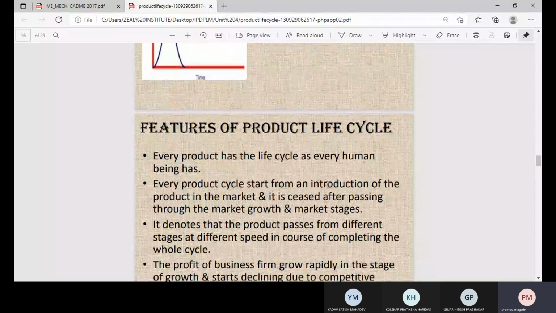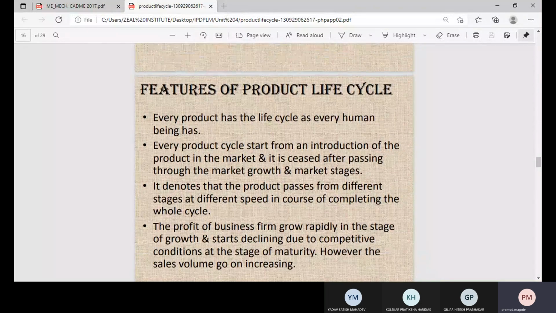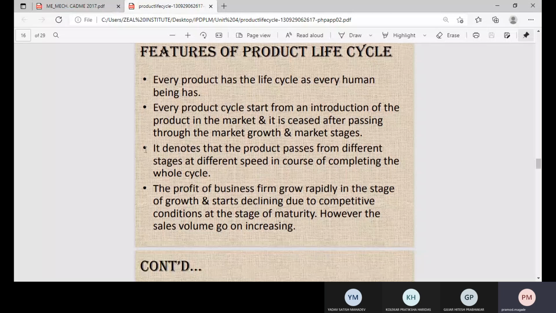So this is about the fad. Then now the basic features of the product life cycle. Whatever we have discussed, same. Every product has life cycle as every human being has. Correct? As like human, we product has having life. Every product cycle start from an introduction of the product in the market and it ceased after passing through the market growth and market stage.